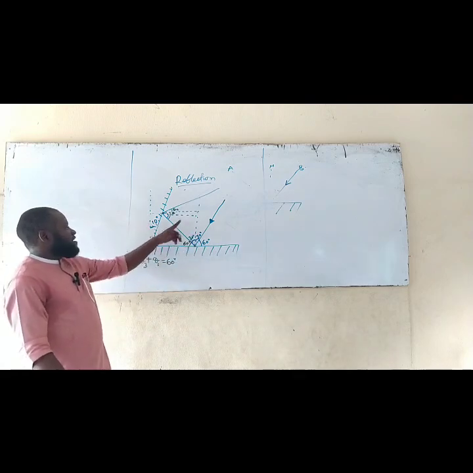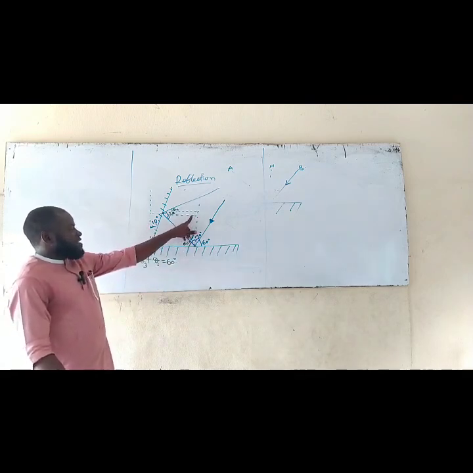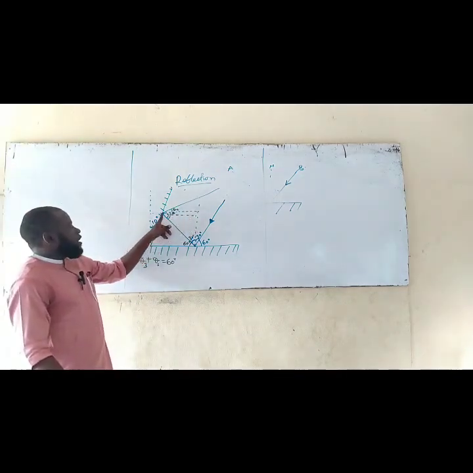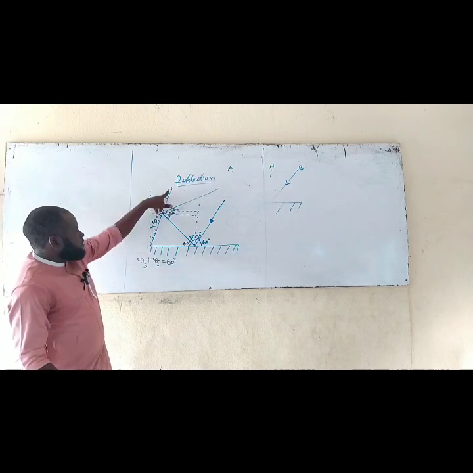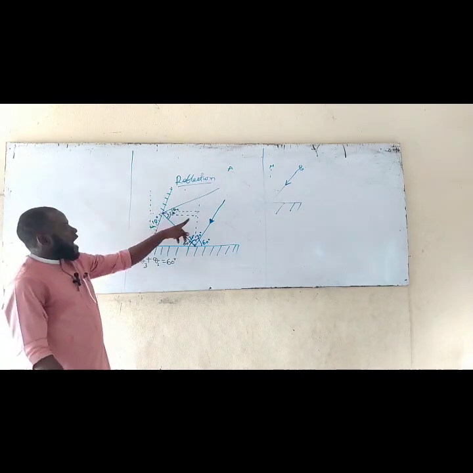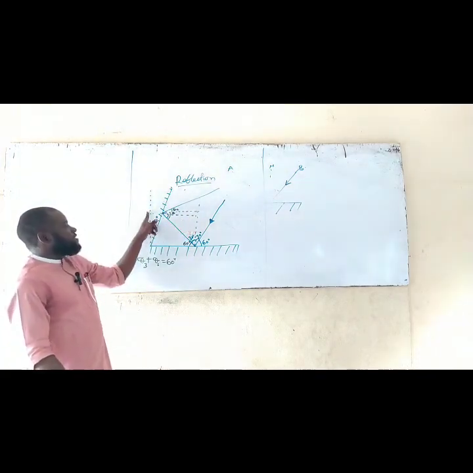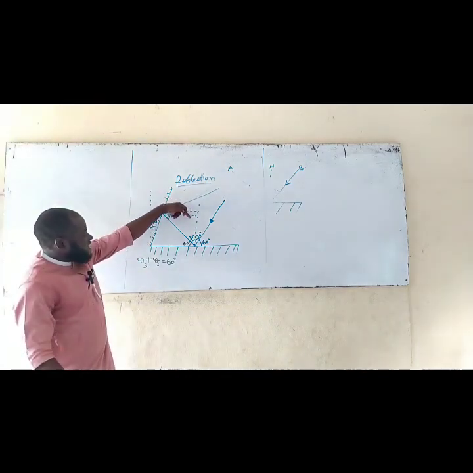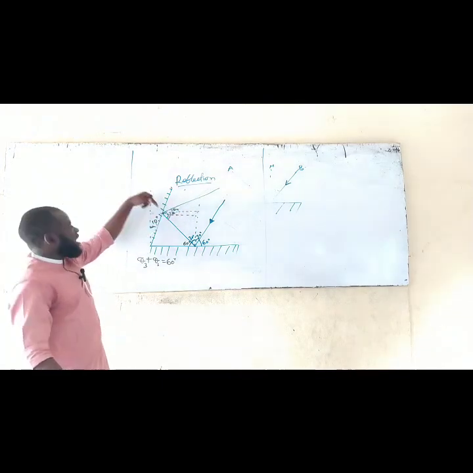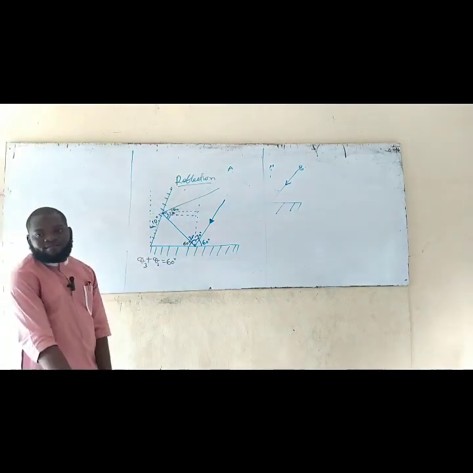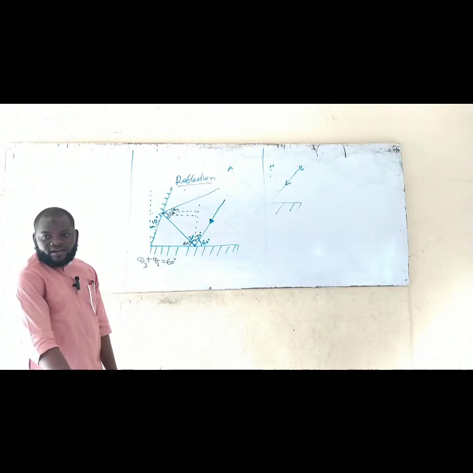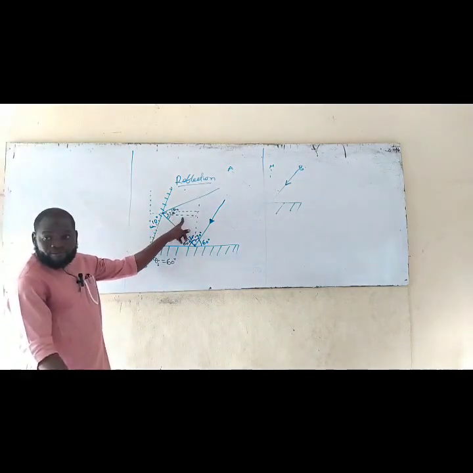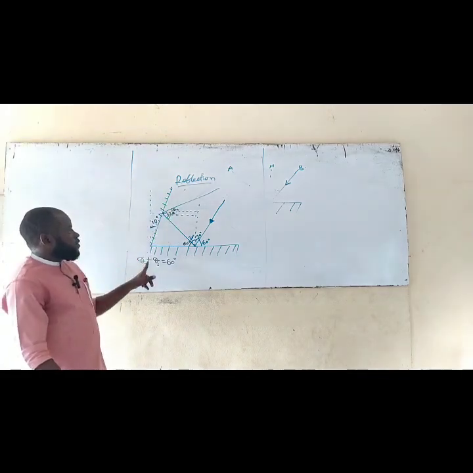Look at something. If this blue dotted line is perpendicular to this line, are you seeing it now? And this line is perpendicular to this one here. Are you getting it? The angle between this line and this line is the same as the angle between this line and this line. You get the explanation, right? Look again. This blue line here is perpendicular to this one here.